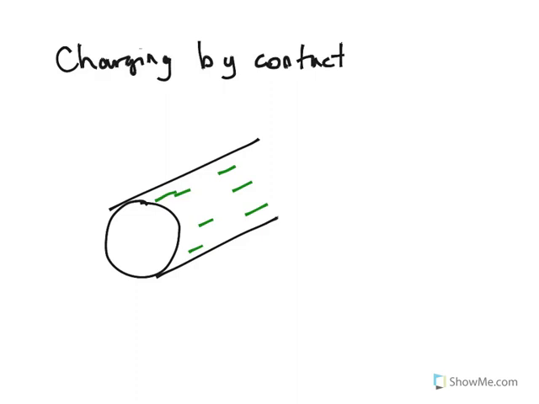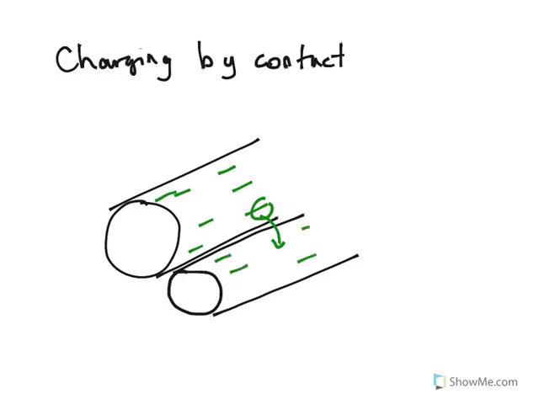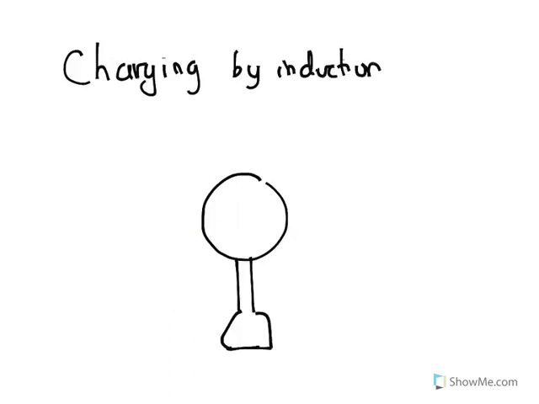So if we have a conductor with negative charges, for instance, distributed in the surface, and then we put in contact another conductor, then these charges will want to jump to the next conductor because they want to spread from each other, and this is charging by contact. It could also happen with positive charges, right?